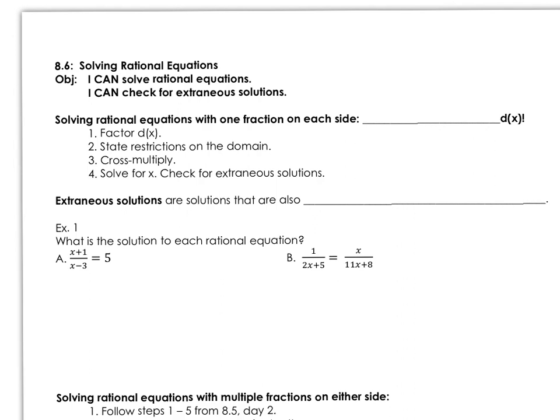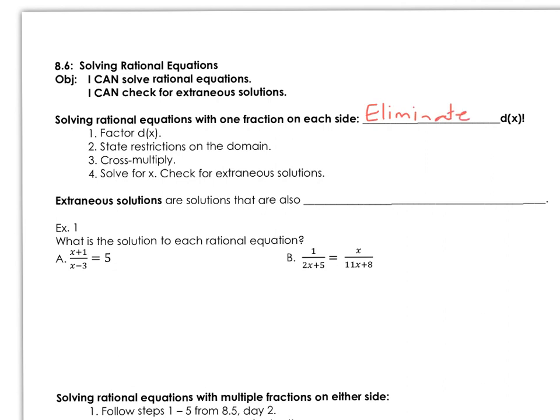The next lesson in Chapter 8 is 8.6, Solving Rational Equations. In this lesson, we'll look at solving rational equations and checking for a new type of extraneous solution. Solving rational equations with one fraction on each side means that you want to eliminate the denominator.